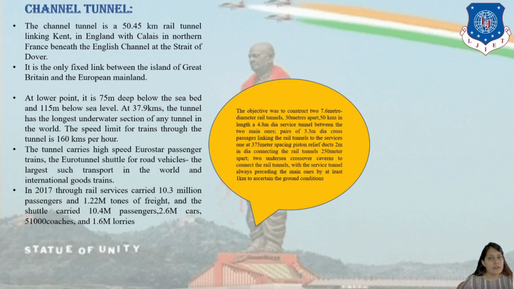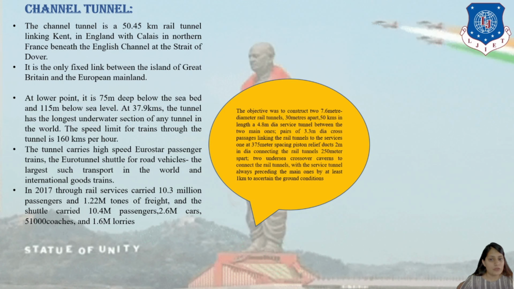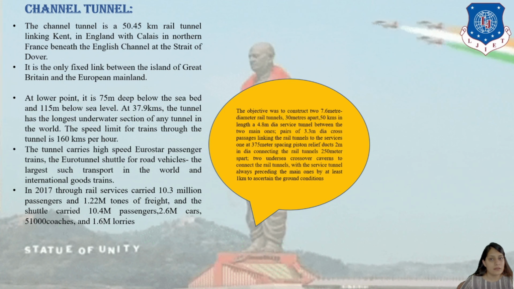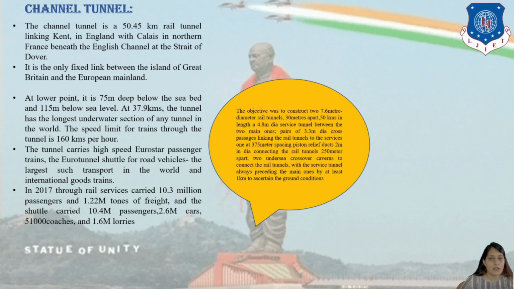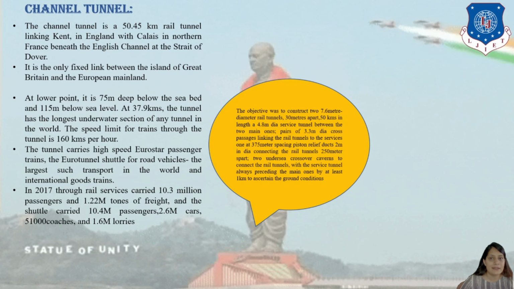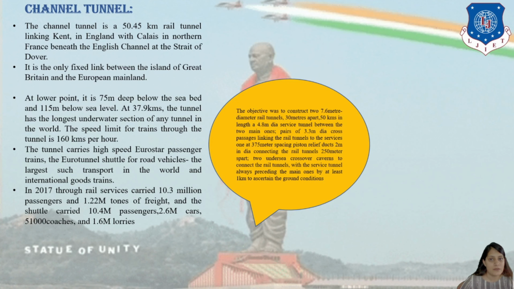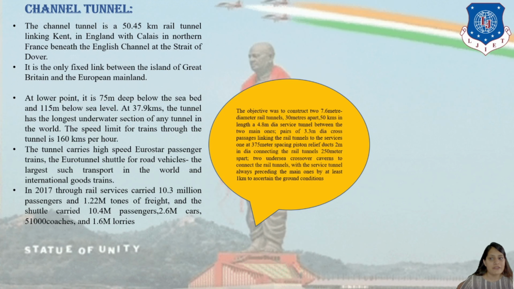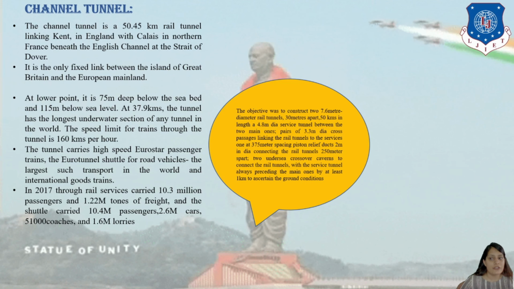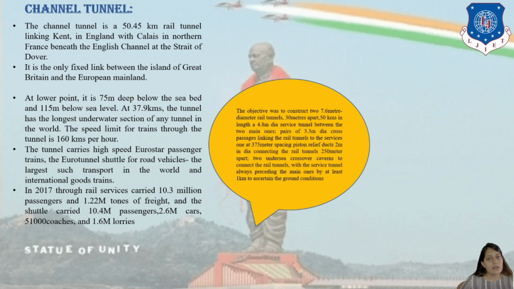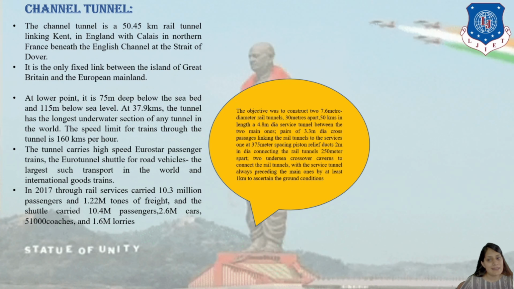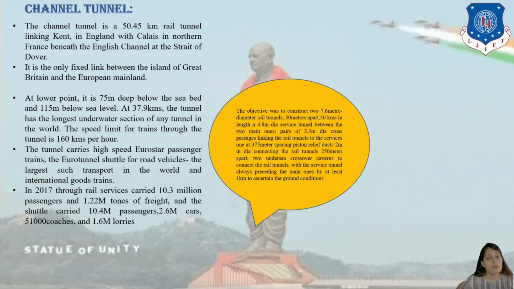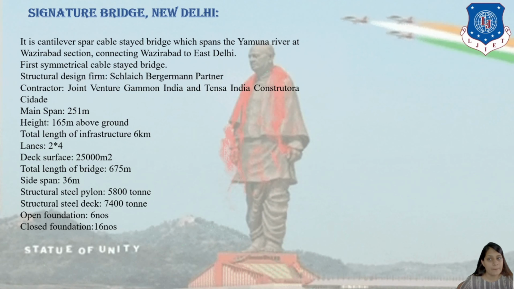Now, the Channel Tunnel. What is this Channel Tunnel? Actually, the objective was to construct a 7.6-meter diameter rail tunnel. This is the rail tunnel actually, 30 meters apart, 50 kilometers in length, and a 4.8-meter diameter service tunnel between the two main ones, right? It lies in northern France beneath the English Channel at the Strait of Dover. The construction was very good. With the Channel Tunnel construction, we have come up with the concepts of tunnels.